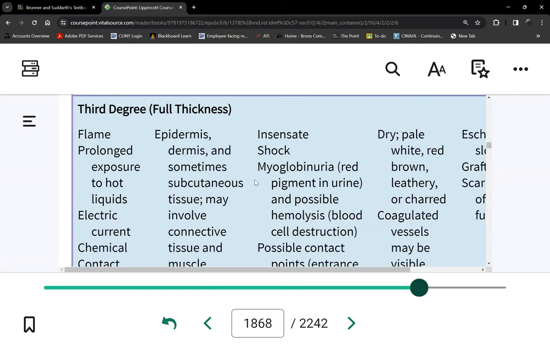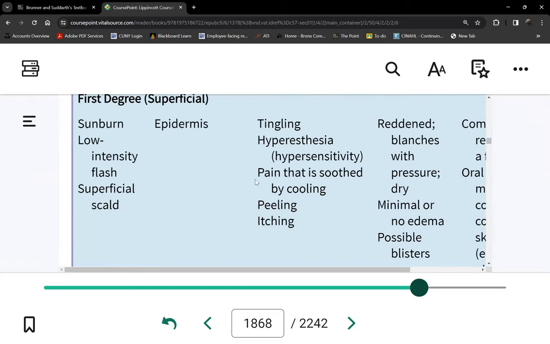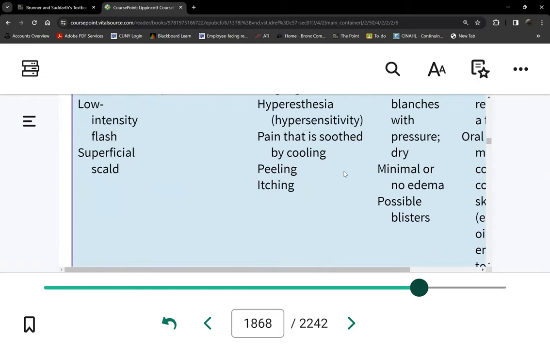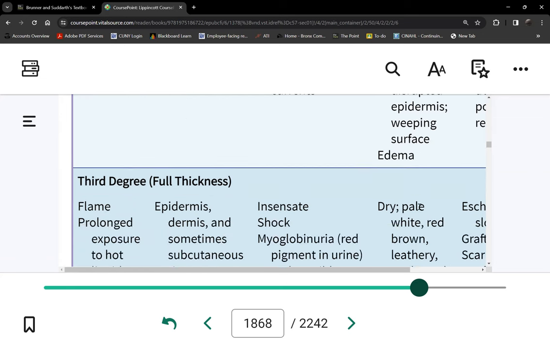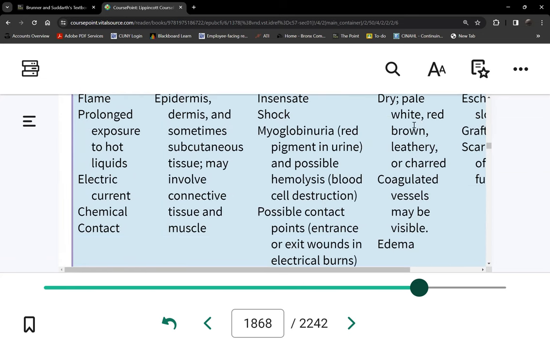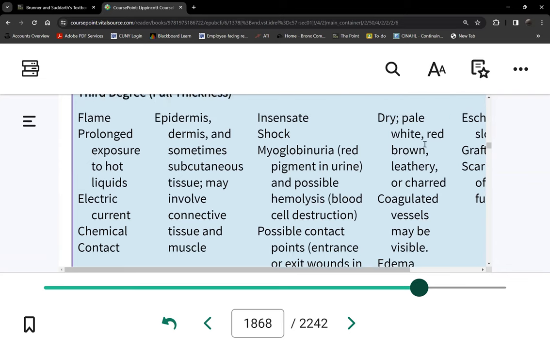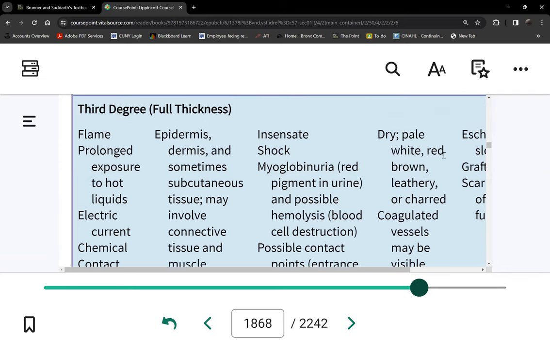So if you notice, look at the change in the color. You have here red, still blanching in first degree. Second degree, you still have red, but now it's more mottled, okay? And we still have a red base because the skin is burned off. Especially if the blisters now pop, then the wound bed is obviously red with plenty of edema. Here, what's now the color? It's now white, pale, red, brown, leathery, because what are you looking at? You're looking at eschar. You're looking at burnt tissue.